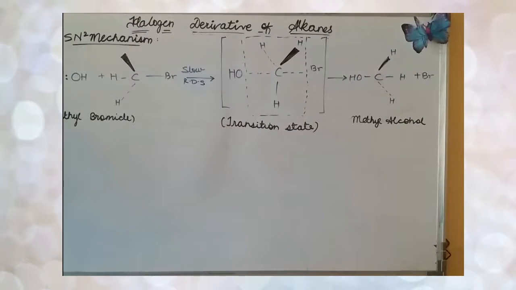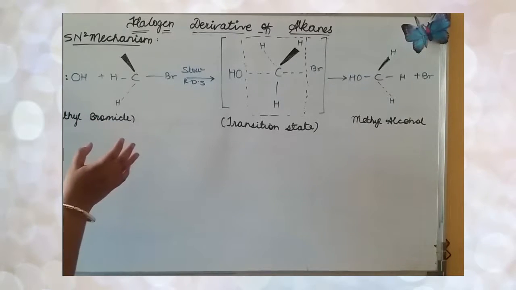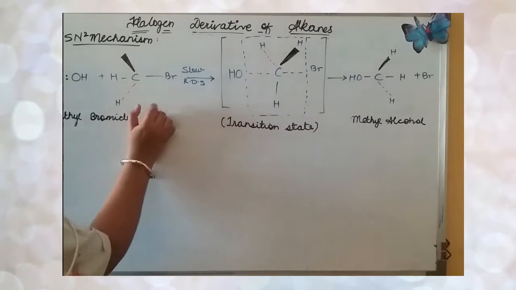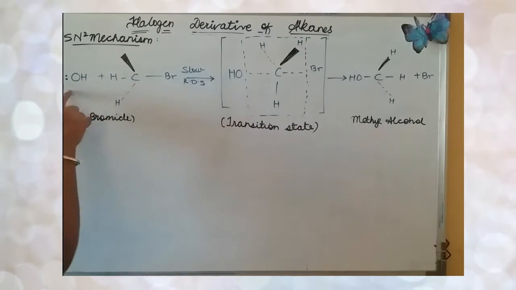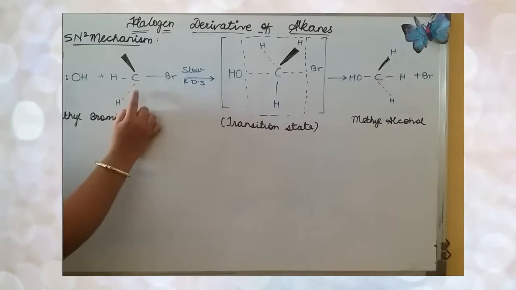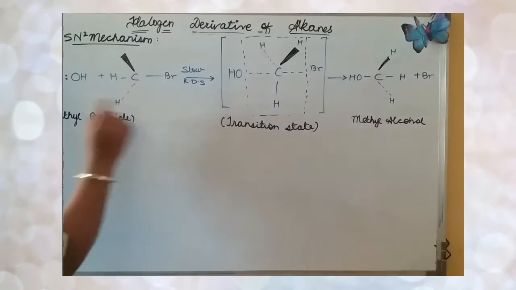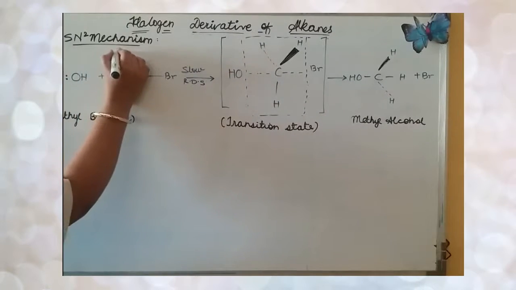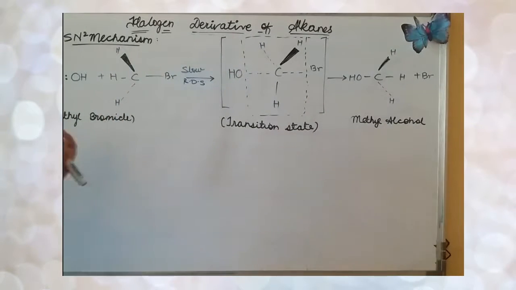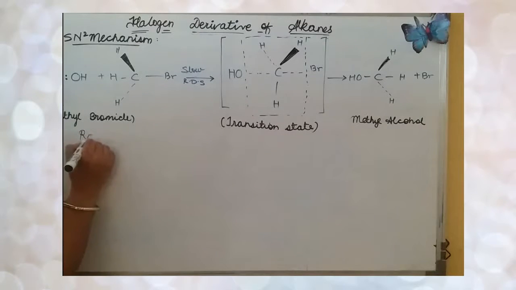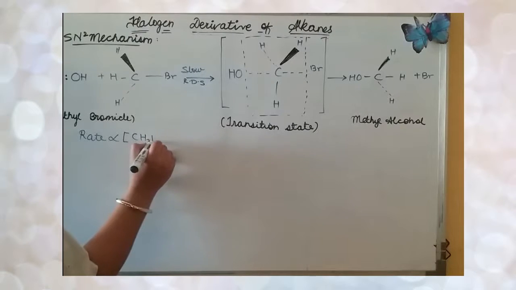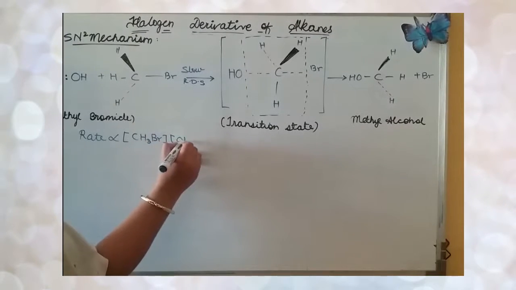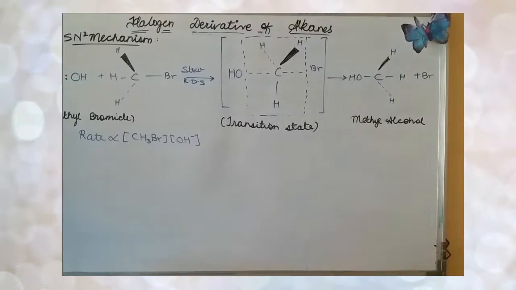SN2 mechanism got its name because it is a reaction in which the rate of nucleophilic substitution depends upon both the substrate and the nucleophile. This is the nucleophile and this is the substrate, which is CH3. So it is known as SN2 mechanism. We can write the statement as: rate is directly proportional to substrate and the nucleophile. That is how we can write the statement.